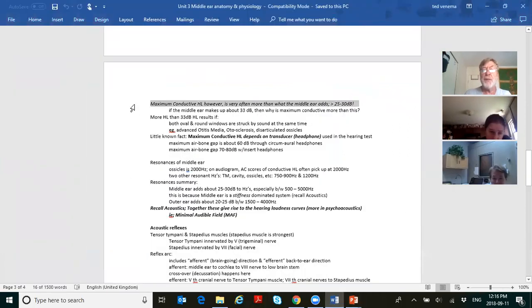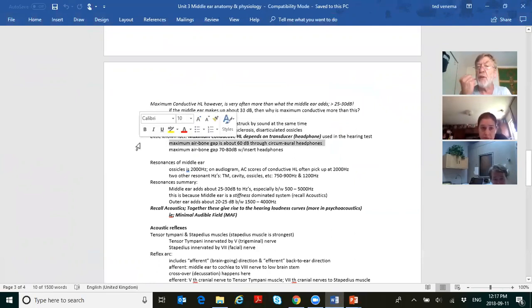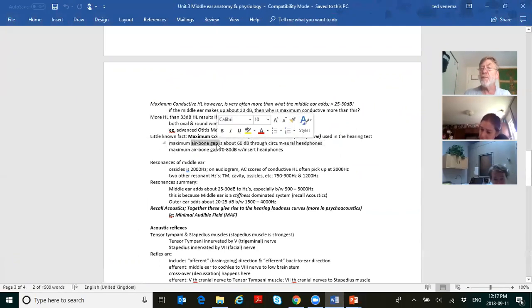Okay, maximum conductive hearing loss. We described why it can be more than 25 to 30 decibels. We've discussed why this is. This is just giving it to you in the notes. We showed you in the PowerPoint. Don't worry so much about here. When you see air-bone gap, just think conductive hearing loss. Just write conductive. Maximum conductive hearing loss is about 60 decibels if you're wearing round the ear circumaural headphones.